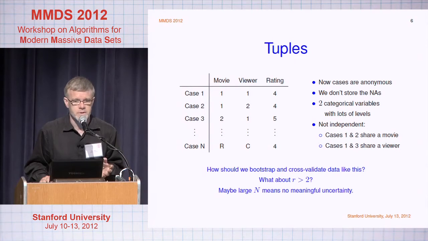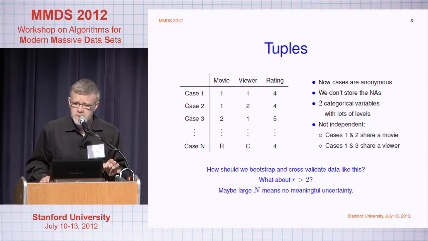And why would we want to bootstrap? If I have 100 million movies, maybe I just know the answer to everything. Well, it turns out even in a large data set, you still have some uncertainty left, and the bootstrap would be a nice way to measure it.